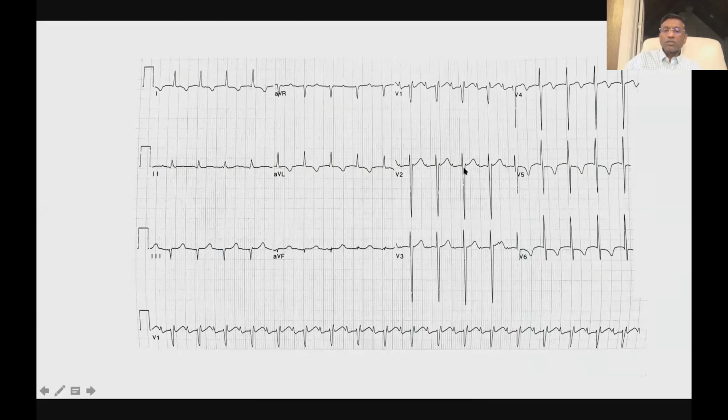So this prominent voltage here being in the negative direction says, okay, the ventricle is depolarizing away from V1 and V2. And remember that V1 is down by the 4th interspace on the right side, just in front of the right ventricle.